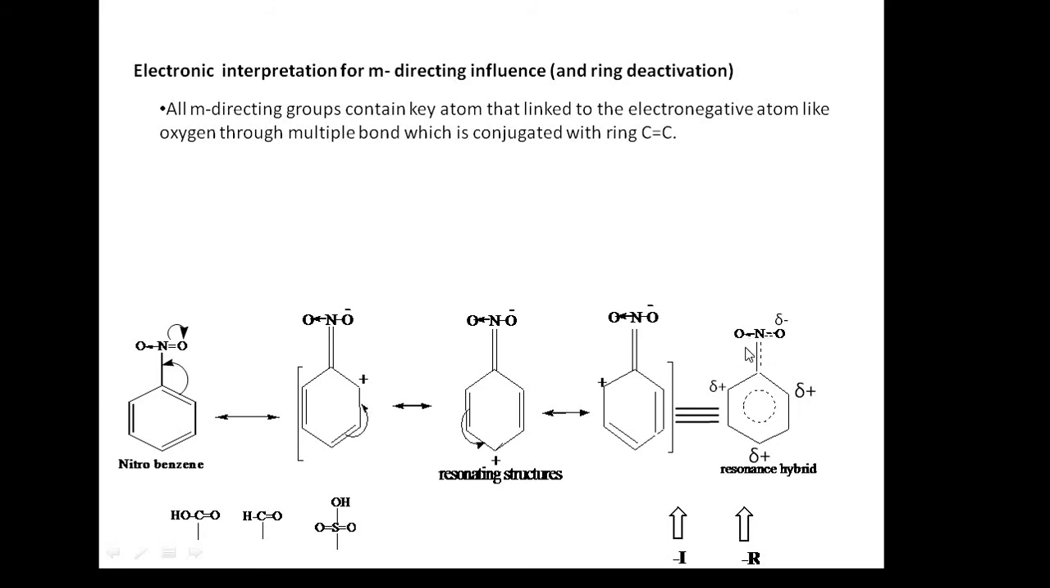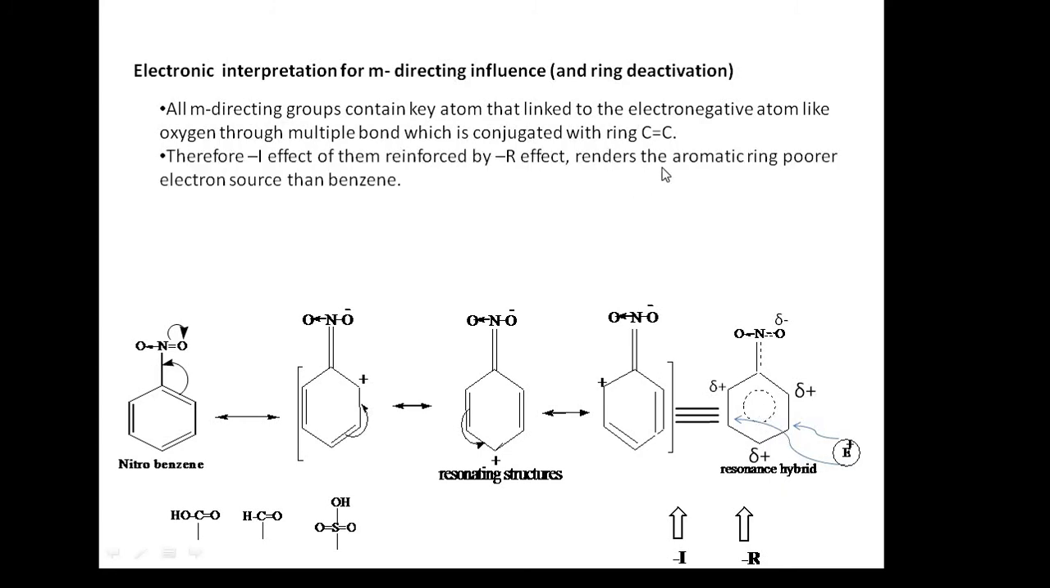That is, the nitro group withdraws electrons from the phenyl group by resonance effect, the minus R effect, along with the minus I effect, that is the inductive effect, due to the electronegativity of the nitro group atoms. So both inductive effect and resonance effect jointly withdraw electrons from the phenyl group. So it renders the aromatic ring a poorer electron source than benzene.